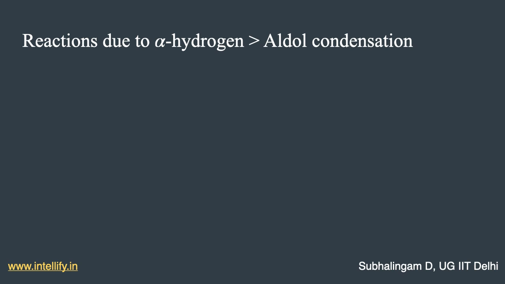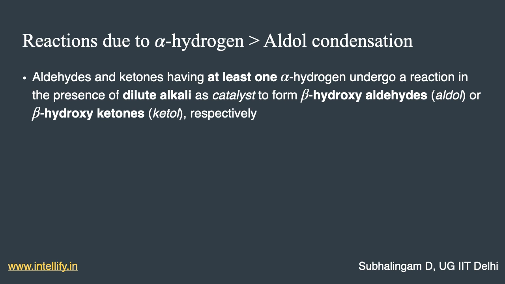So the first and important reaction is aldol condensation. Aldehydes and ketones having at least one alpha hydrogen undergo a reaction in the presence of dilute alkali as catalyst to form beta hydroxyaldehydes, which are known as aldol, or beta hydroxy ketones, which are known as ketol, respectively. So what is the condition over here? Aldehyde or ketone, at least one alpha hydrogen, in presence of dilute alkali as catalyst gives beta hydroxyaldehydes, aldol, or beta hydroxy ketones, ketol, respectively. This is known as aldol reaction.